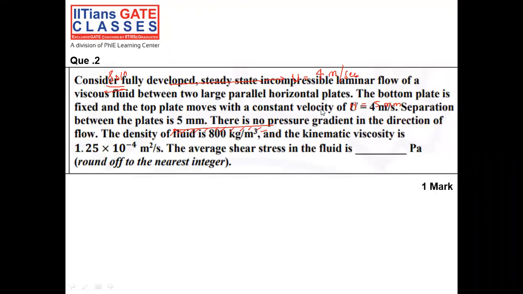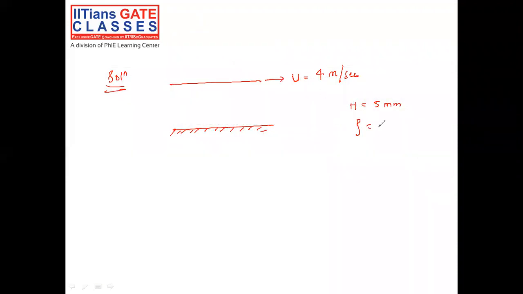The density is given as 800, and the kinematic viscosity is given as 1.25 into 10 to the power minus 4 meters square per second. Now here the gap between the plates is h. One thing you can observe, h is equal to 5 mm, which is a very, very small gap they have mentioned.